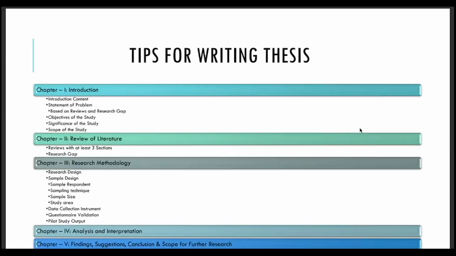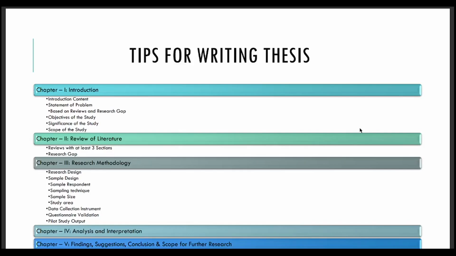And when it comes to tips for writing the thesis, the introduction should be comprehensive introductory content, and the statement of problem should be completely relevant to the research gap that you have identified. The research gap and the statement of problems should be incorporated in the objectives. And based on the objectives only, you have to write the significance and the scope of the study.